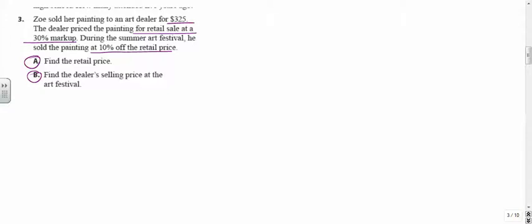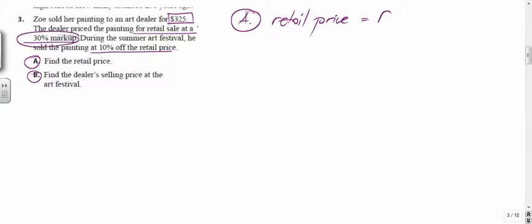So let's go back to the problem. And we have Zoe's sale for $325. Now, to find the retail price and to answer part A, let's call the retail price R. Okay, what do we need to find? Well, or what do we need to do, right? The dealer put a 30% markup. He basically increased the price of 325 by 30% of it, right?